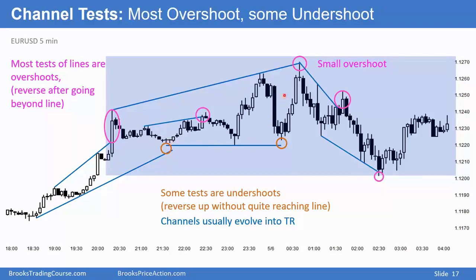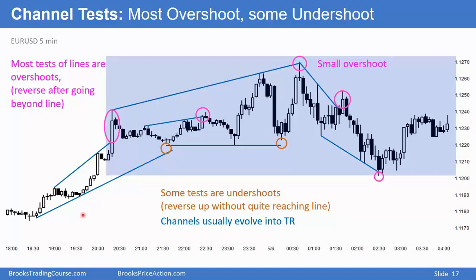Channel. It's an expanding wedge type of channel, but it's a channel. Channels usually evolve into trading ranges. So we have a very strong bull breakout, a weak channel here. It tried to get stronger, 3 pushes up, and it evolved ultimately into a trading range.